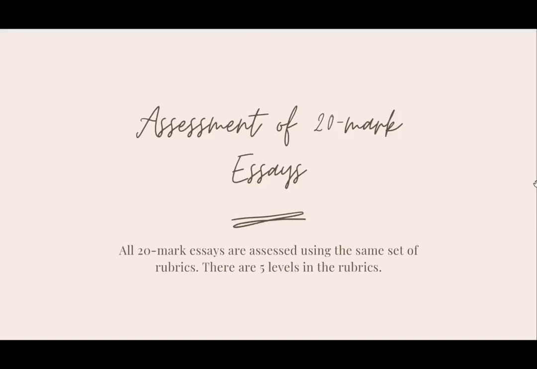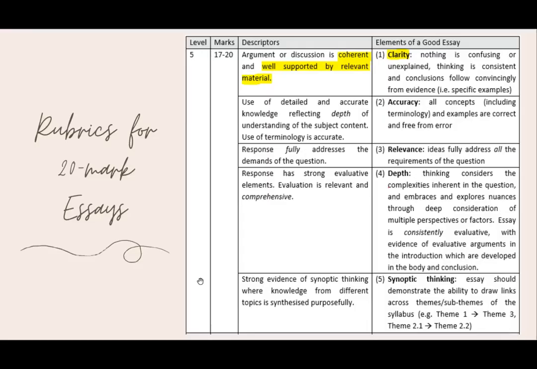Alright, now we will move on to the assessment of 20 mark essays. For H2 Geography, all 20 mark essays are assessed using the same set of rubrics. In these rubrics, there are 5 levels. The higher the better, so L5 is the highest level in the rubrics. Now we will break down the rubrics into the different elements.